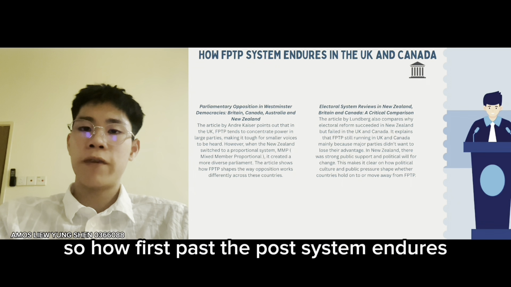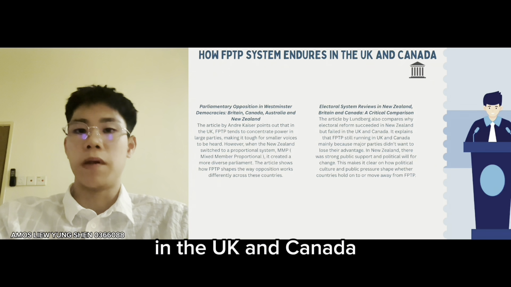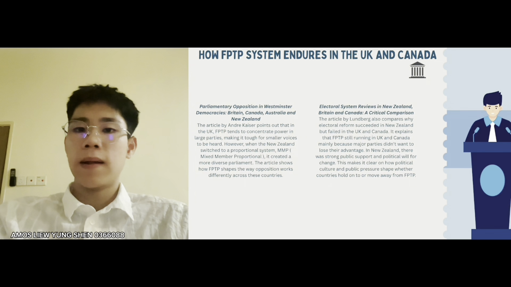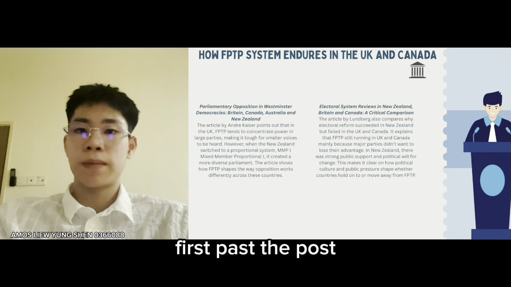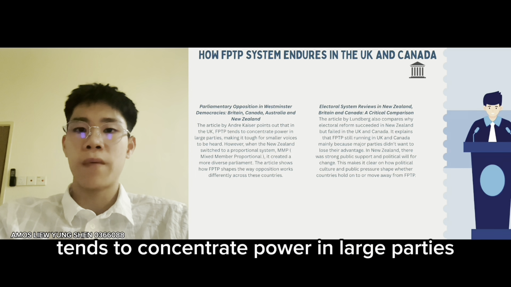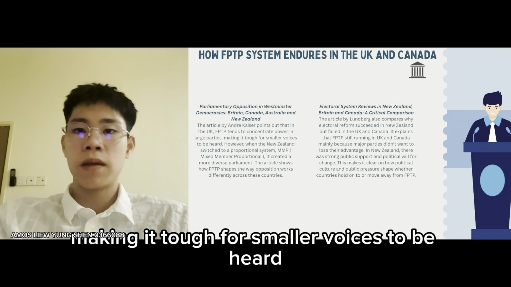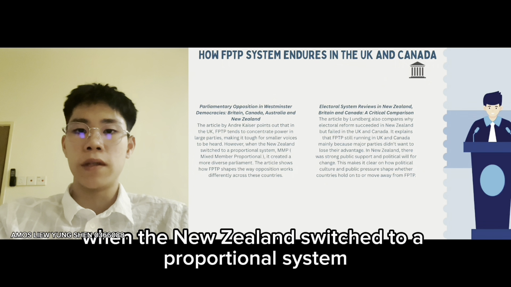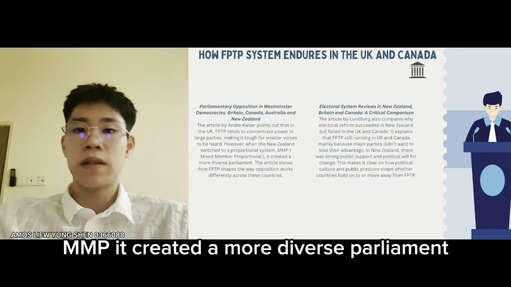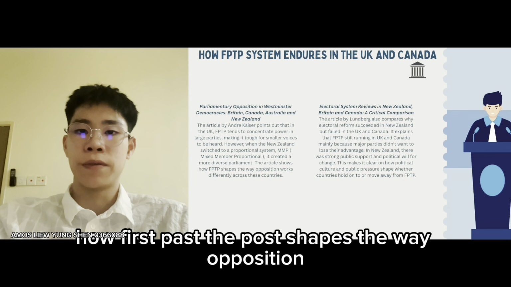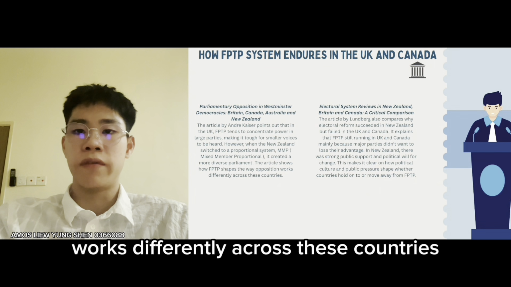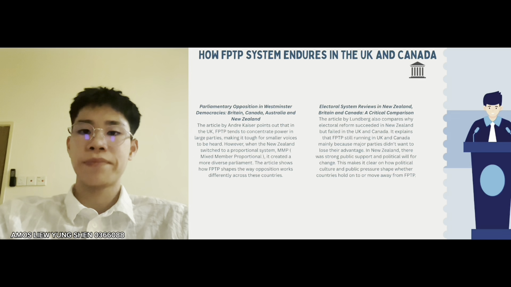So, how does the first past the post system endure in the UK and Canada? The article by Andrea Kaiser points out that in the UK, first past the post tends to concentrate power in large parties, making it tough for smaller voices to be heard. However, when New Zealand switched to a proportional system, MMP, it created a more diverse parliament. The article shows how first past the post shapes the way opposition works differently across these countries.